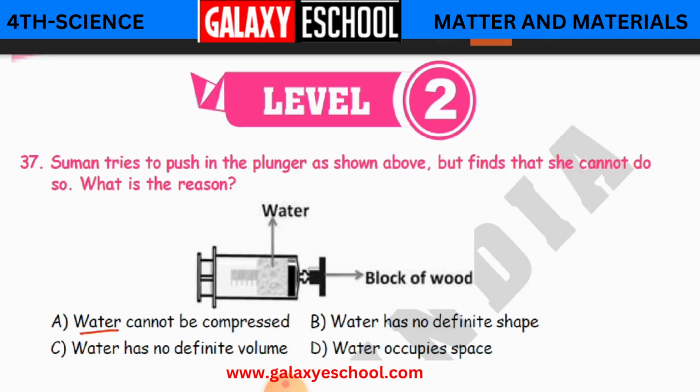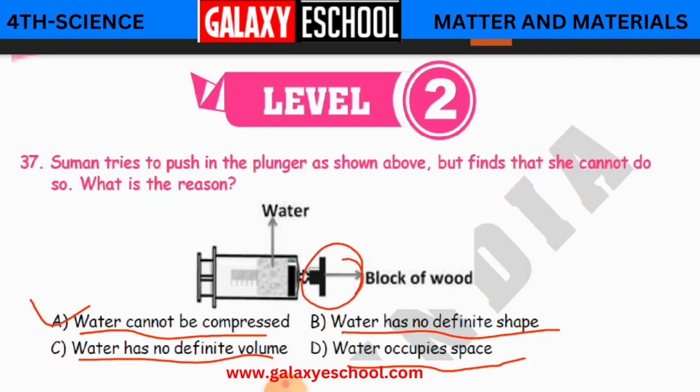So the reason is water cannot be compressed. Water has no definite shape. Water has no definite volume, and water occupies the space. And the answer is water cannot be compressed. So here she is trying to push it up, but she is not able to push it. Why? Because water cannot be compressed. Clear, children?